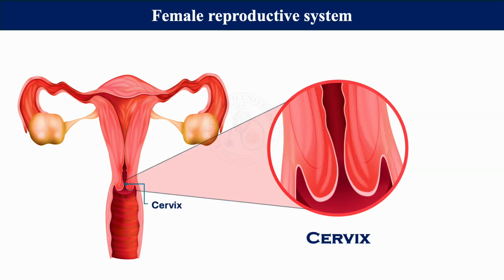Next part is cervix. The cervix is the lower part of the uterus that protrudes into the vagina. Cervix contains a canal that allows menstrual blood to flow out of the uterus during menstruation. Cervix also produces mucus, which helps to facilitate the passage of sperm into the uterus during ovulation.